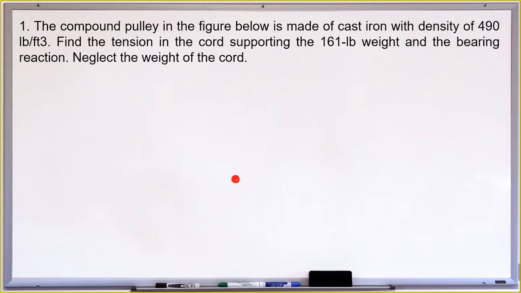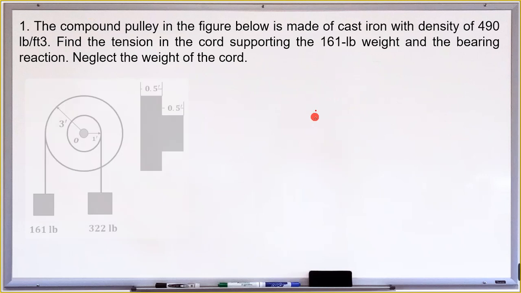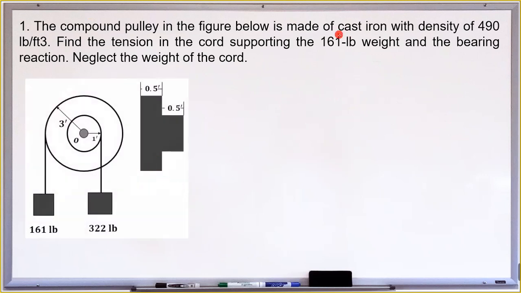So for problem number 1, this is the problem statement. The compound pulley in the figure below is made of cast iron with density of 490 pounds per cubic feet. Find the tension in the cord supporting the 161-pound weight and the bearing reaction. Neglect the weight of the cord.